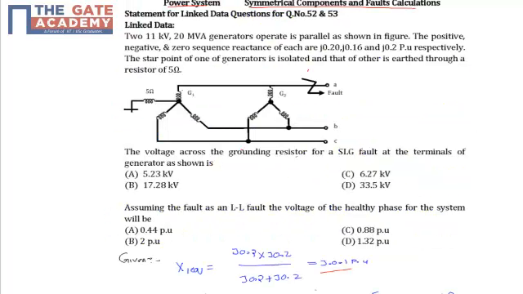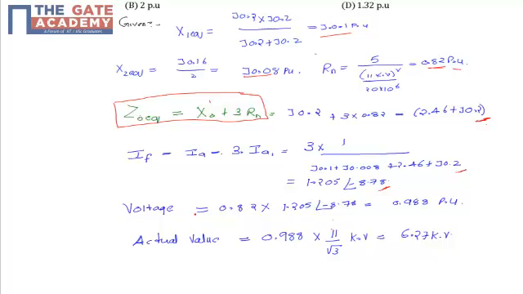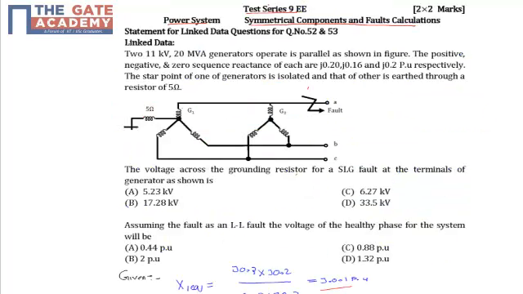8.78. The formula for the voltage at the grounding resistor in per unit is 0.82 into 1.205 angle of minus 8.78. So the voltage across the grounding resistor is 0.988 per unit. The actual value is 0.988 into base kV by root 3, which comes to 6.27 kV. So the answer is 6.27 kV, option C.